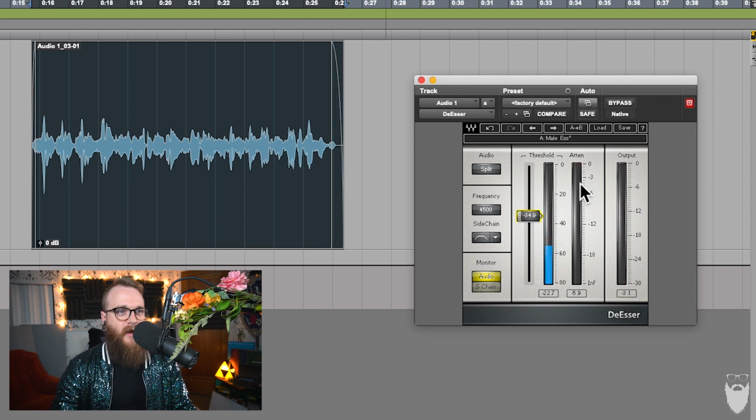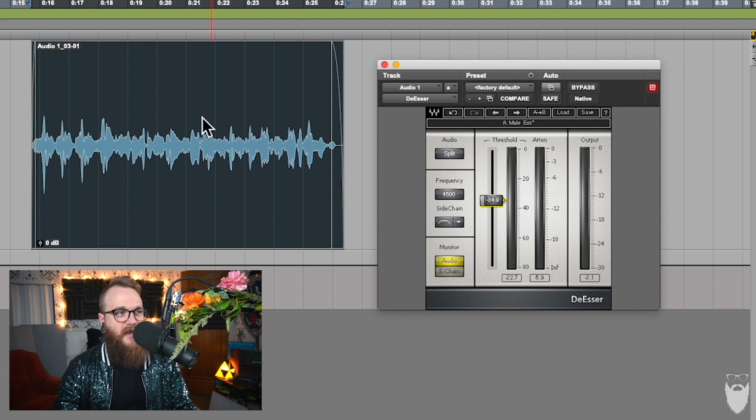So we see that red bar coming down, that's attenuating. It is cutting by 3 to 6 decibels with a bell around 4.5 kilohertz. It's only cutting down the frequencies on those S's.